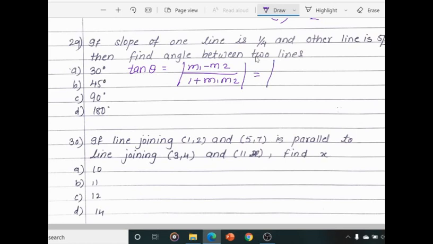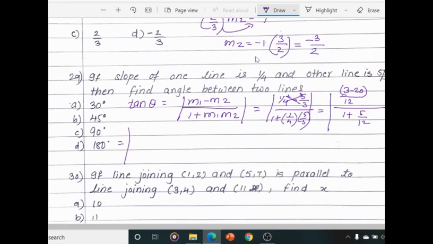Put the values. 1 by 4 minus 5 by 3 upon 1 plus 1 by 4 into 5 by 3. Solve this again. Cross multiply. 3 minus 20 over 12. Cross multiply like this. Upon 1 plus 5 by 12.